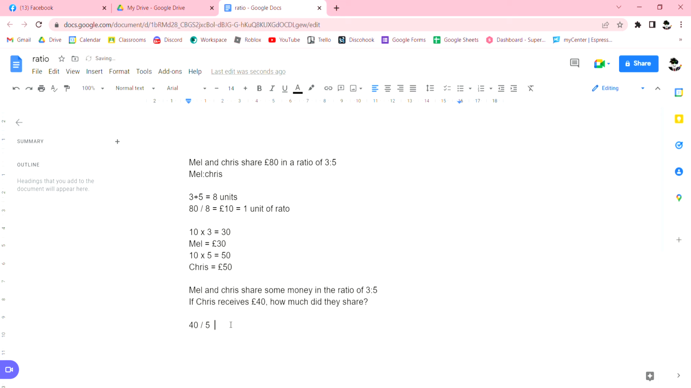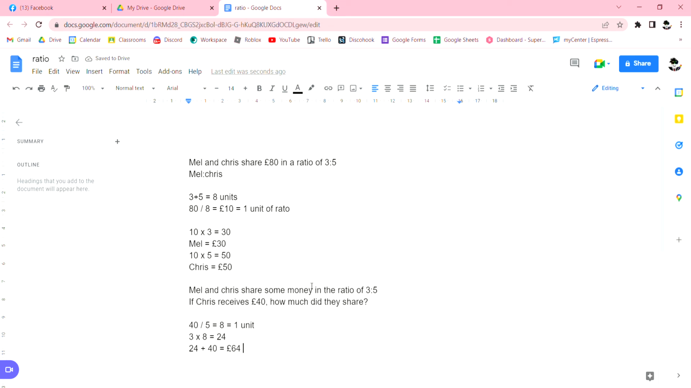And now we know that this £8 is 1 unit of ratio, because we've taken his units with the amount of money he has got, and we just divided it to find 1 unit. So now we know that Mel will have 3 times 8 because she has 3 units, so she'll have £24. Oh, that's a times, £24. And then we of course know that Chris will have the 40, so all you do is 24 plus 40, then you get your total, which was £64. So that's what happens if you get a question like that.